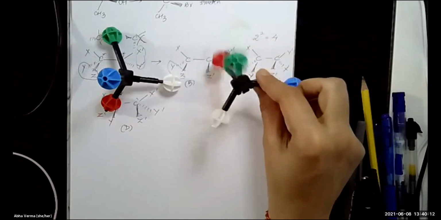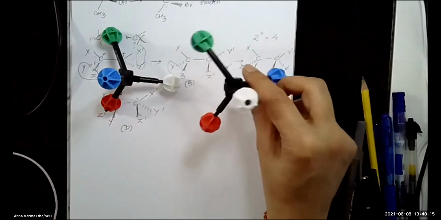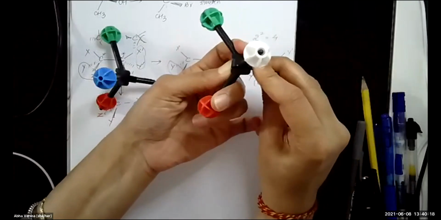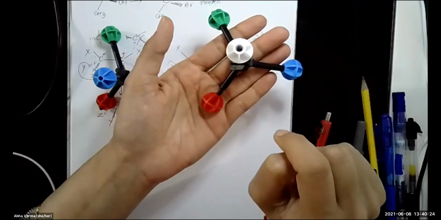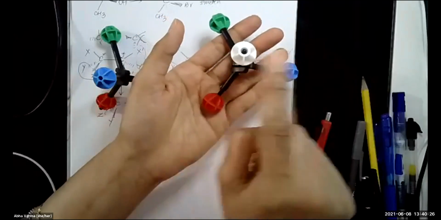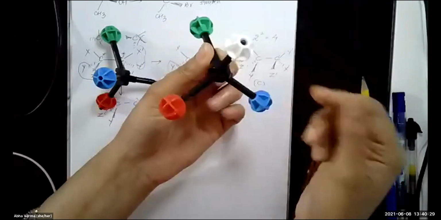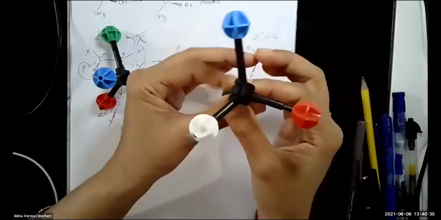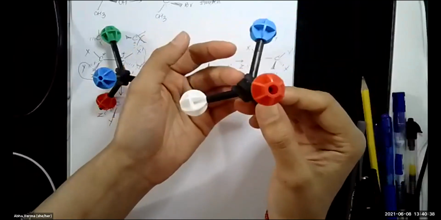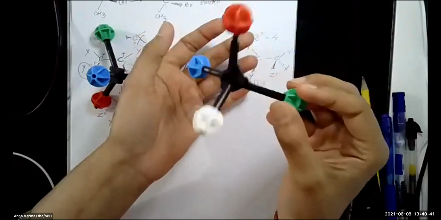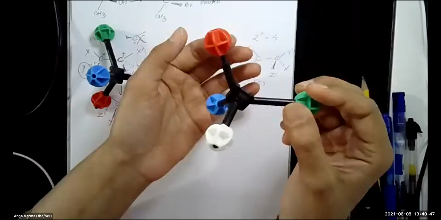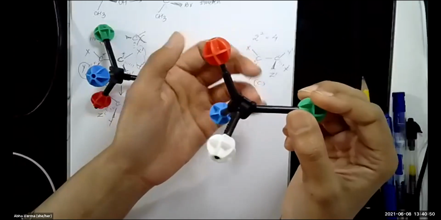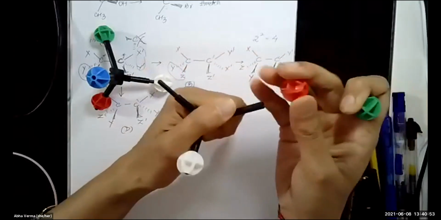Any two groups. Salome, are you here? Yes, ma'am. Which two groups would you like me to switch on this structure? On the stereoisomer of my original one, which two groups? I'm giving a big responsibility here, Salome. Go ahead and tell me any two groups, whichever you like. I guess the red and the green. Okay.